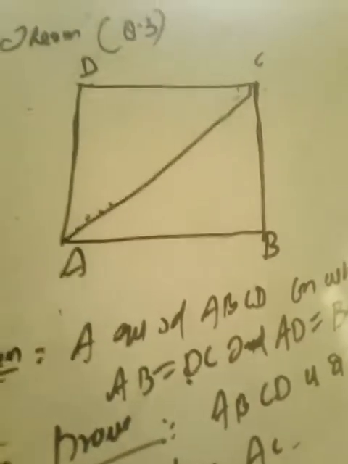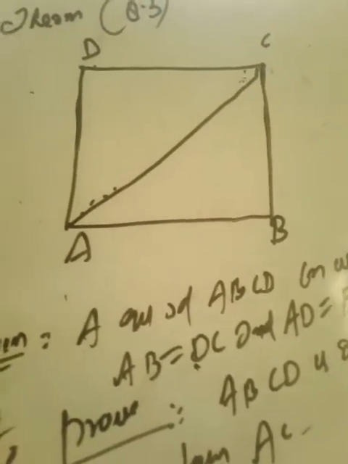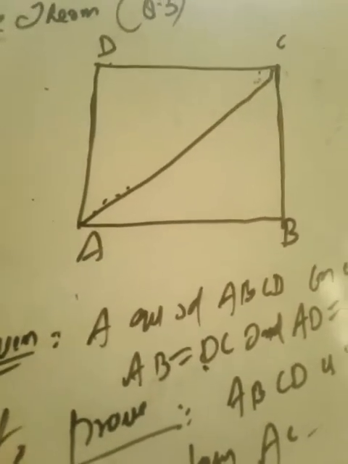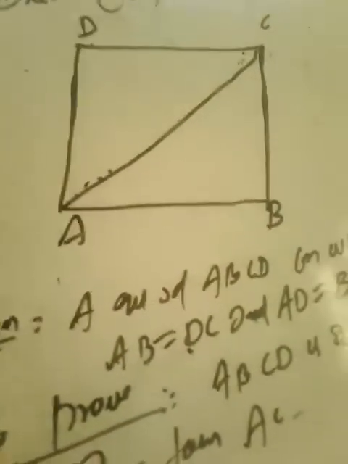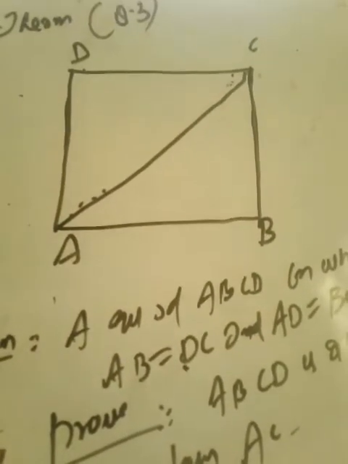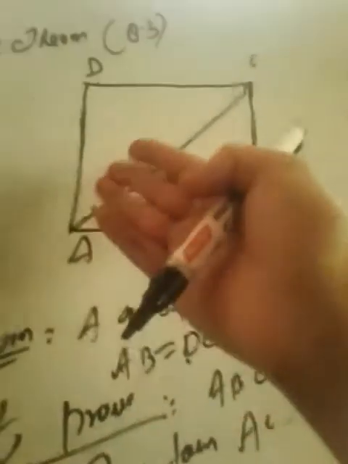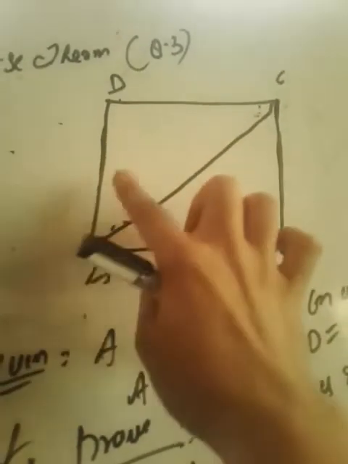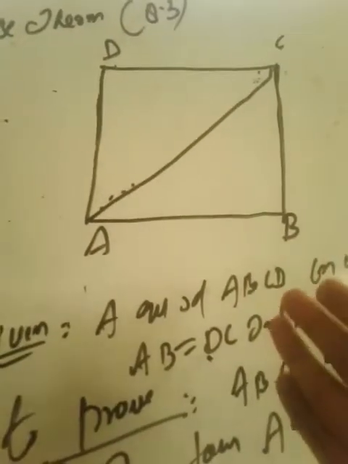Recall that if a transversal intersects two lines such that alternate interior angles are equal, then the lines are parallel. It is in lines and angles, that concept we will use here. But we have to show that these angles are equal. How can we show that? We use the concept of congruence.